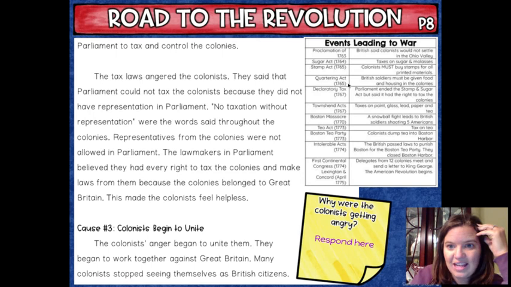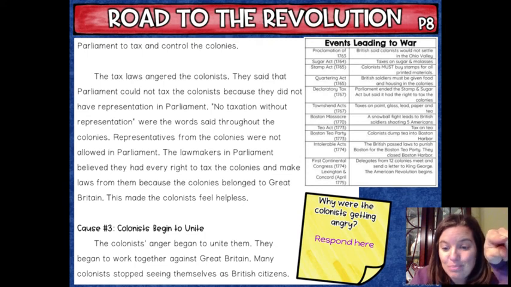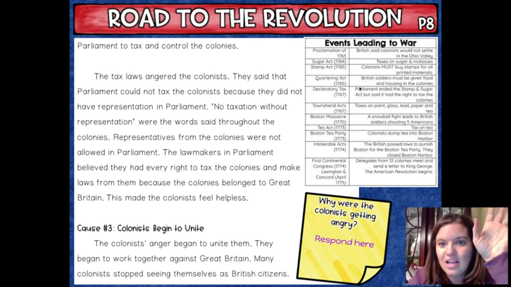The Quartering Act, this one made the colonists so angry that they actually put that in the Constitution. It's part of the Bill of Rights in the Constitution that we as American citizens do not have to quarter soldiers. It means that they must be given food and housing in the colonies, the soldiers. So that means a soldier could just knock on your door and say, you have to let me stay here. Creepy, right? That's crazy. So the colonists hated that so much that it's literally in the Constitution.